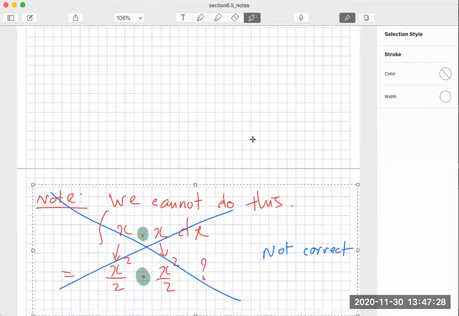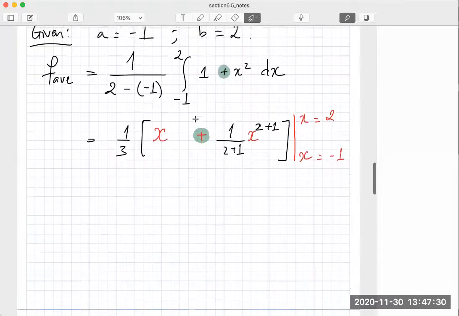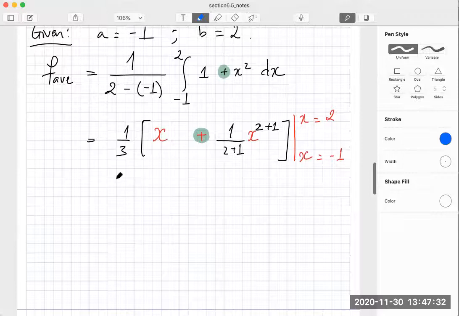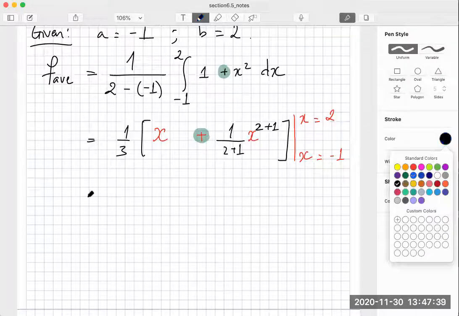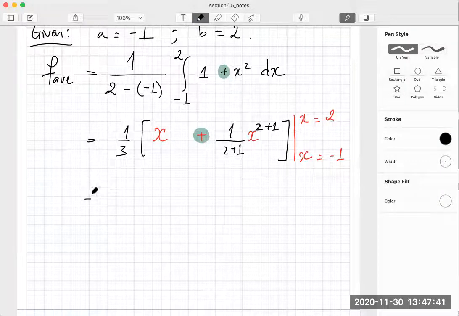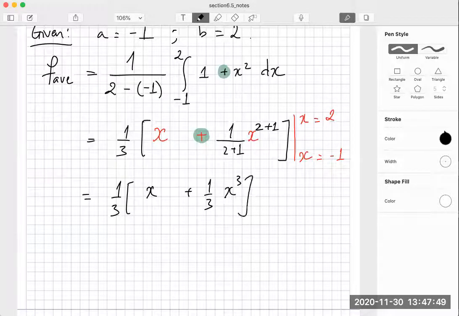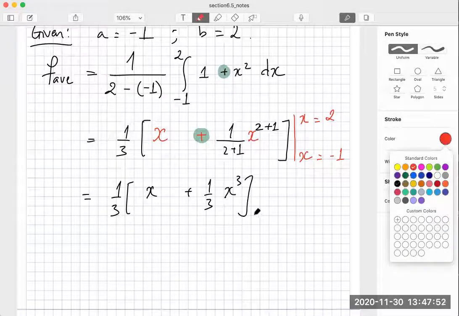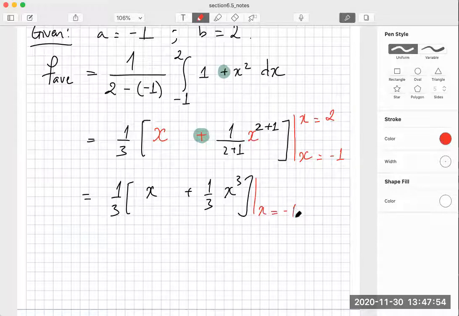Let me leave it down here. But now let us continue here. Let us simplify it first. This is 1/3 times x plus 1/3 x cubed, from x equals -1 to x equals 2, right?